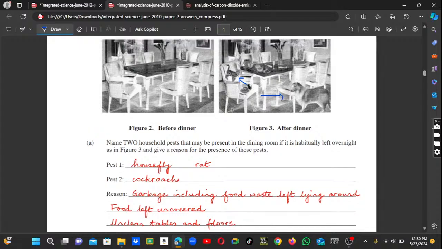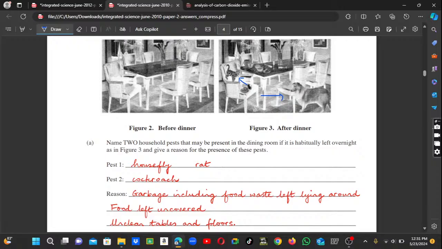So it says name two household pests that may be present in the dining room. We are talking about what happened after dining. After dining, if they leave plates and food around, what we normally see present would be house flies. We normally see rats. We normally see cockroaches. We normally see other insects. Therefore, the main pests are cockroaches, rats, and house flies.